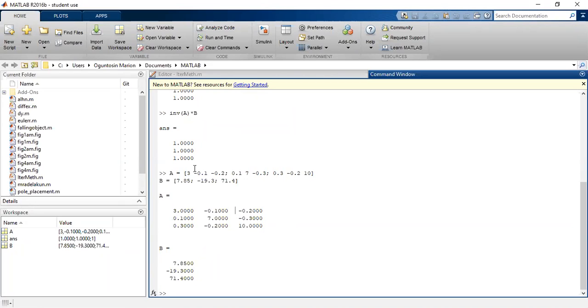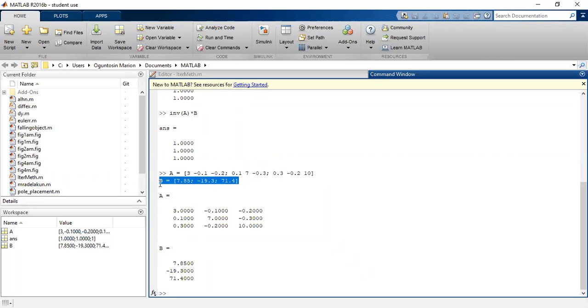So remember that for your A matrix, this is the first row. In Matlab, to go to the next row is a semicolon. Then this is the second row. To go to the next row is a semicolon. Then your B matrix is a column vector. It's just a single column. So this is the first element. Then you go to the next row, the second element, go to the next row, the third element.